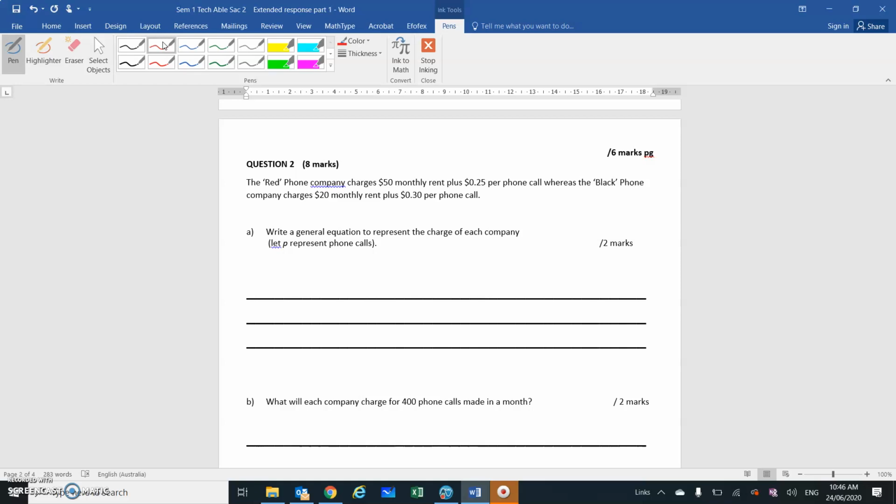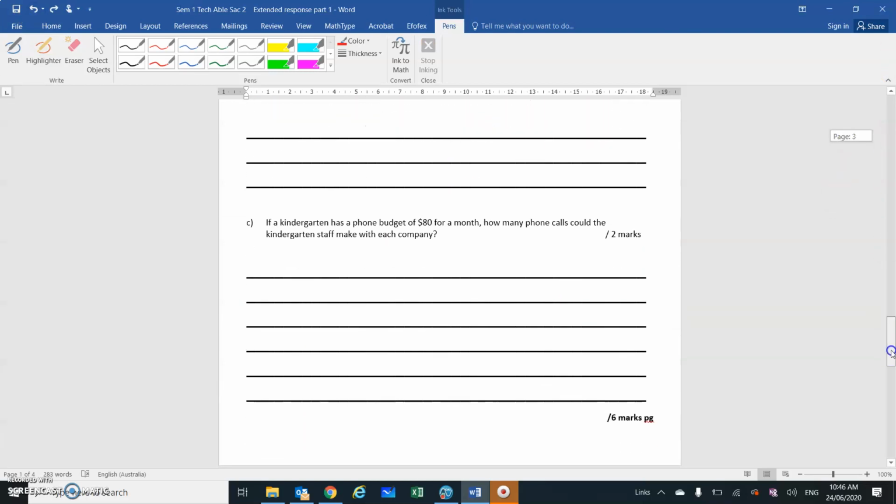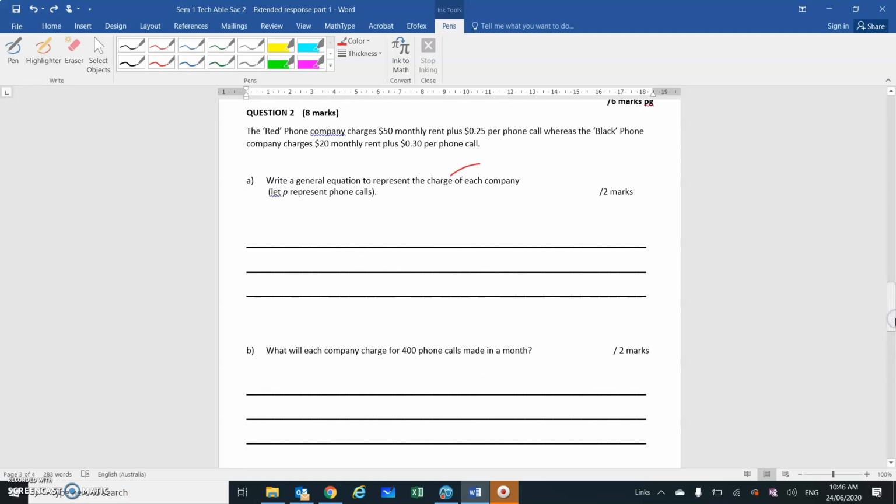So I'm going to let C be the charge. Let's go back to the question. The question didn't say what to let it be, so we're going to let it just be C. So the cost of, I'm going to put a little subscript for R, the fixed cost is $50 a month, and the variable part is 0.25 per phone call, and P represents phone calls.